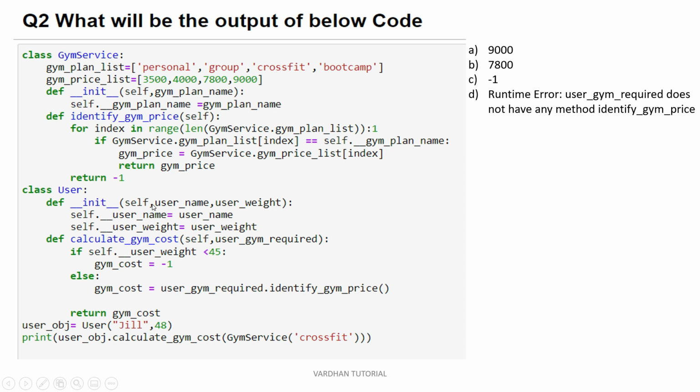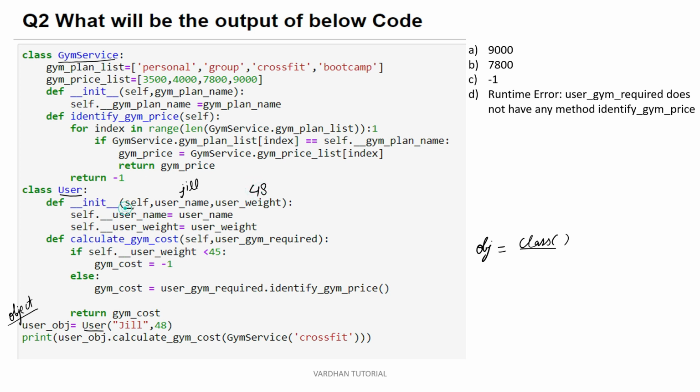Now this is the second question. Let's see the question. In this question there are two classes: the first class is GymService and the second one is User. Here we have created an object of User. In Python, an object is created by obj = ClassName(), and this is actually the constructor. So we have created a User object, where User is the name of the class, and Jill and 48 will be assigned here.